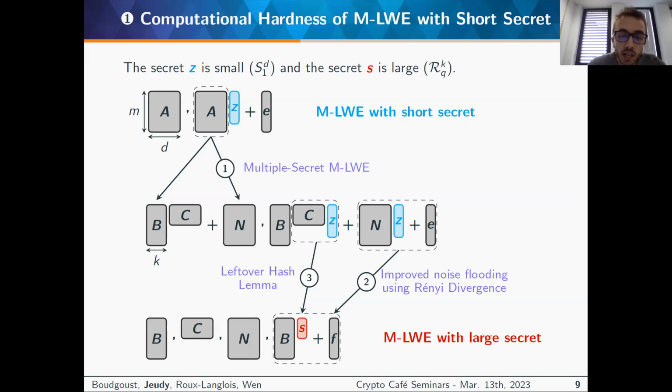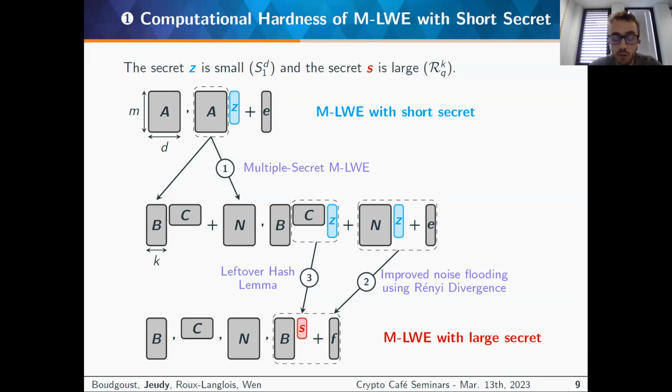Now, finally, I have this C times Z, and I want to interpret that as a standard secret. And this argument is that C defines a universal hash function if my dimensions are well chosen. So if K, the number of rows in C, and the number of columns is sufficiently larger than K, then I can argue that by the leftover hash lemma, C times Z will be indistinguishable from a uniform vector S over R mod Q. And so now I have this BS plus F, which is essentially M-LWE with standard secret.